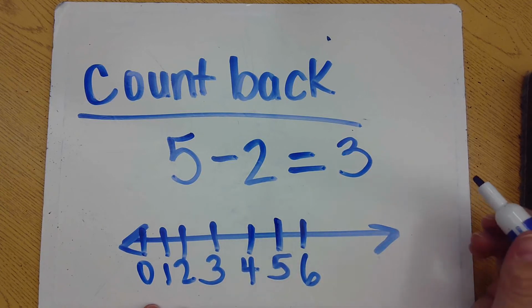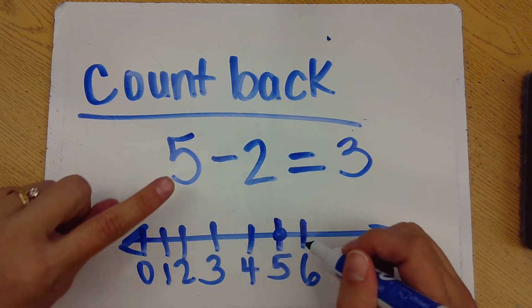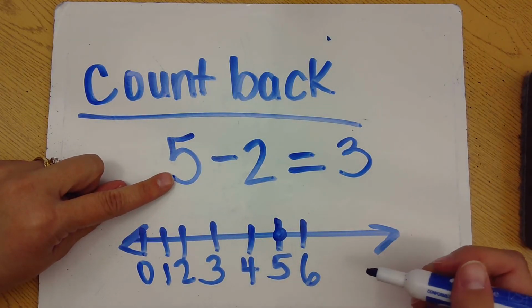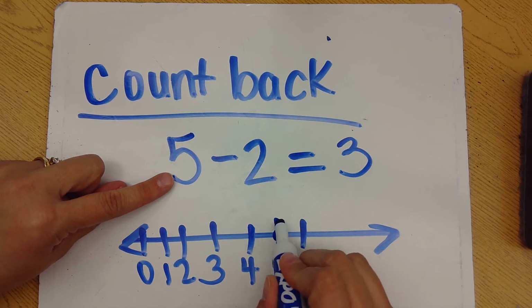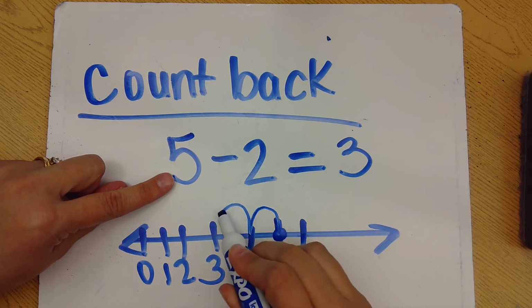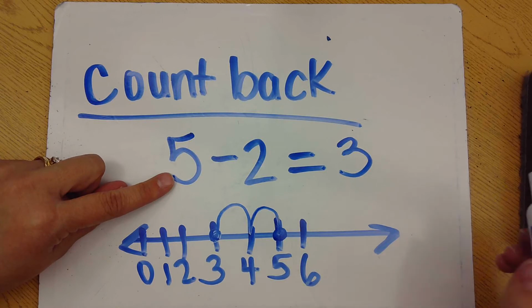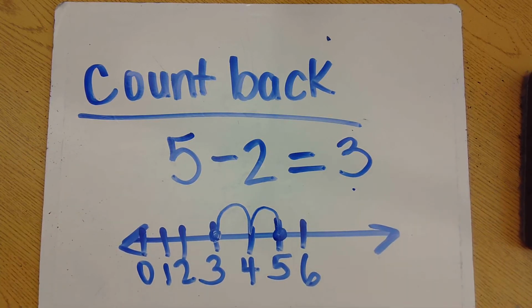Another thing that you can do is you can use a number line. And you can start with the number 5 because that's the first number. And you can hop back 2 spaces, 1, 2. And again, I land on 3, and that is the same number that I just got with using my fingers.